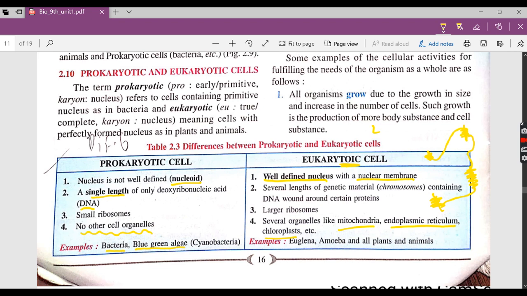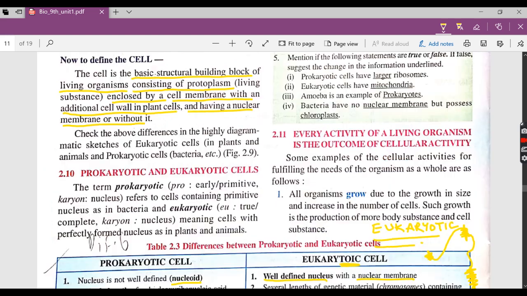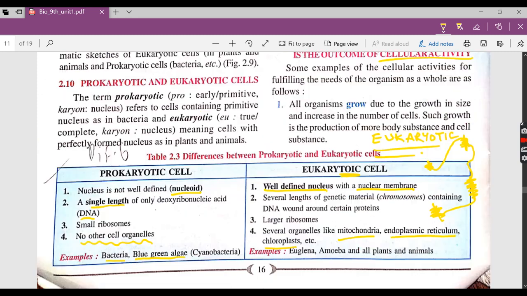You can notice that the spelling here is not correct. It should be E-U-K-A-R-Y-O-T-I-C. Please correct it in your books. Now is given the activity outcome of cellular activity. You can read about it.